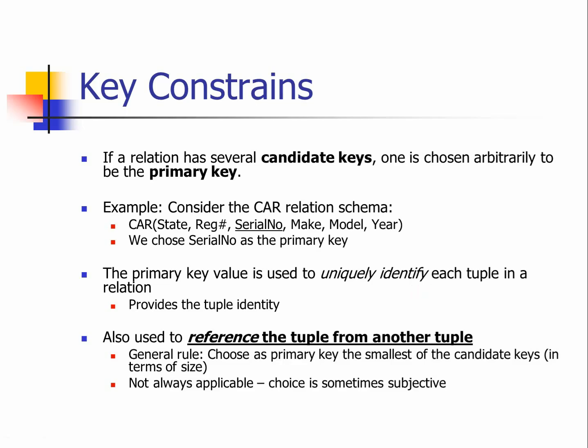However, it's not just that. The second important idea of the key is that it is also used to reference a tuple from another tuple. You know that in a database we may have multiple relations. Each one of them will link to each other. So the primary key is not only used to identify your own tuples in the same relation. It is also used to be referenced by another table. So that's why key definition is such an important thing, involving not only the table itself, but also other tables.